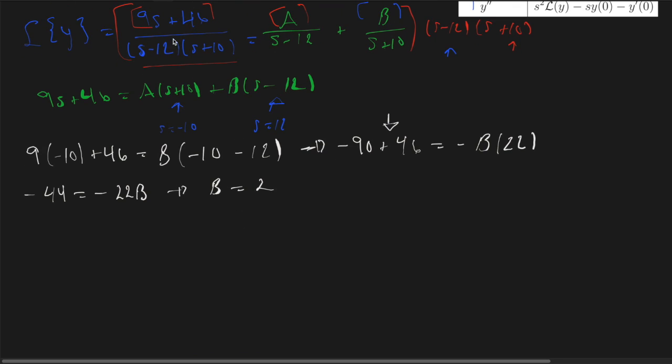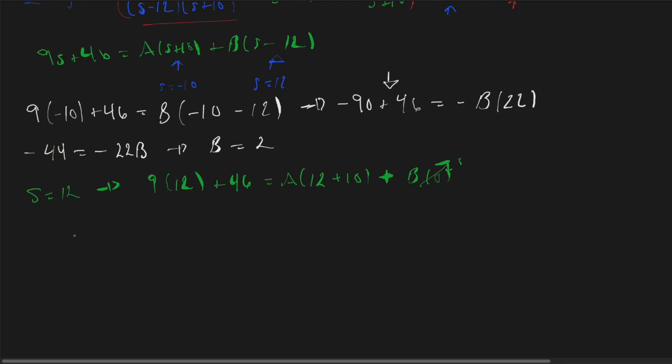Now we can do the same thing for A. So here we're going to do s equals 12 and solve. So we're going to get 9 times 12 plus 46 is equal to A times 12 plus 10 plus B times 0.